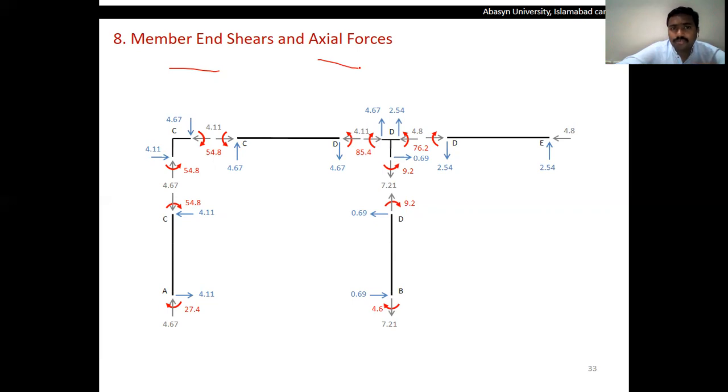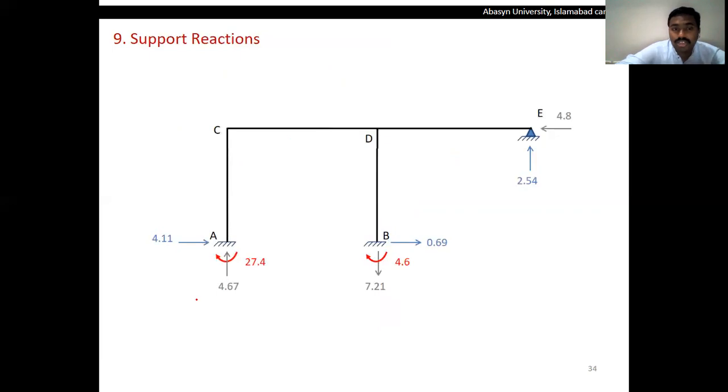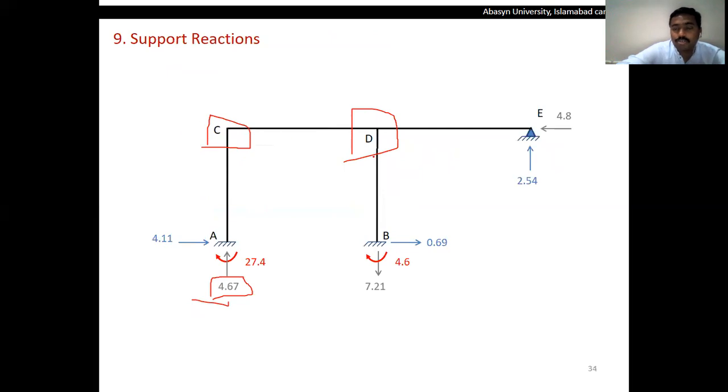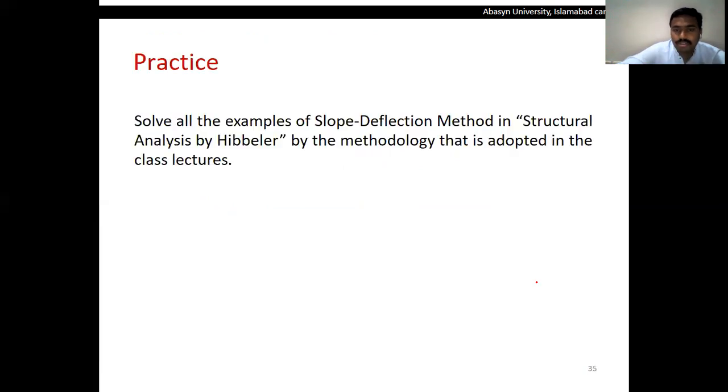Once you have calculated the axial forces and member end shears, you can calculate the support reactions, because ultimately the support reaction is the same as the member end shear at the support. At joint C, you will see that the values cancel out, as they act in opposite directions. So there will be no support reaction at C. At point C, you will see a value of 4.11, one going in the positive direction and the other in the negative direction, so they cancel each other and the value becomes zero. But for point E, you will get a value of 4.8 kips. All units for the reactions are in kips.